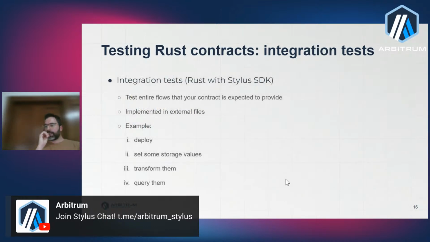All right, so let's now move to the Stylus SDK. Now, integration tests for smart contracts are a bit more complex, because in this case, we are not just importing one library, but we want to actually deploy the contract and run transactions against that contract, okay? But basically the objective is the same. We want to test entire flows that the contract is expected to provide, and they are implemented in external files as well. One example is that we might want to deploy the contract, set some storage values, transform them, and query them to verify that that flow works as expected.